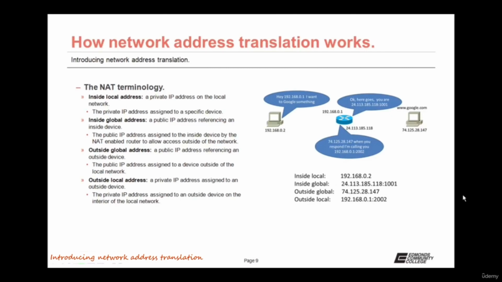outside of the network. Then there's the outside global address, which is a public IP address referencing an outside device. It is the public IP address assigned to a device outside of the local network. Then there's the outside local address, which is a private IP address assigned to an outside device. This is the private IP address assigned to the outside device by the NAT-enabled router on the interior of the local network so that the inside device can communicate correctly with the outside device.